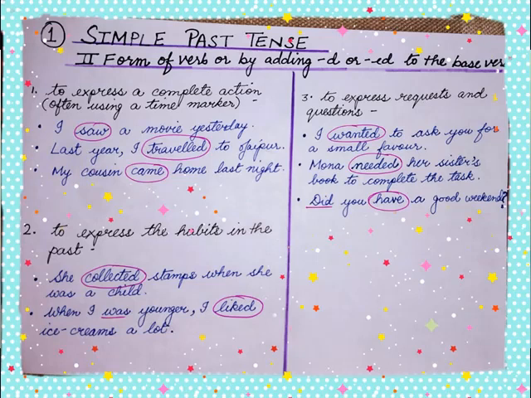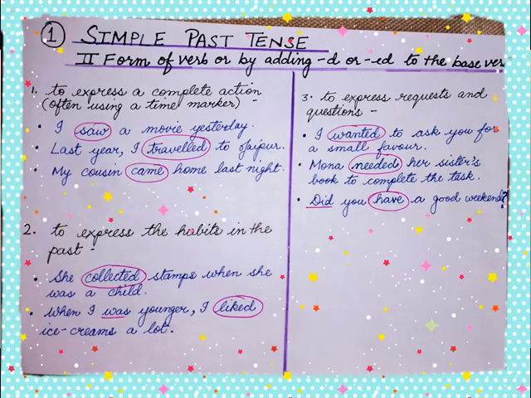And which verb is used in this sentence? The word saw is used, which is the second form of the verb see. Second example, last year I traveled to Jaipur. Travel is made with the help of ed added to the base verb. In the third example, my cousin came home last night. Came is simple past tense and it is the second form of the verb come.